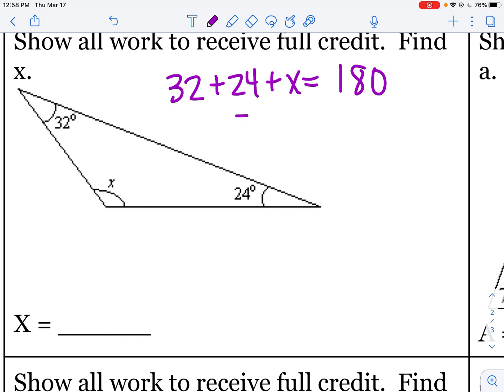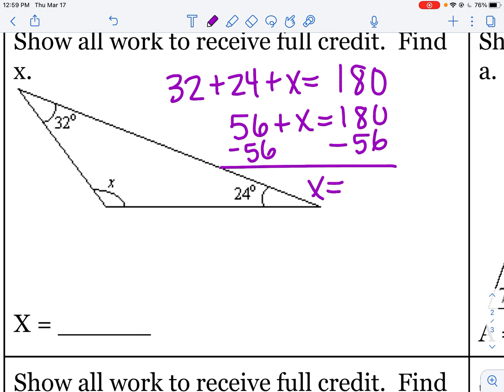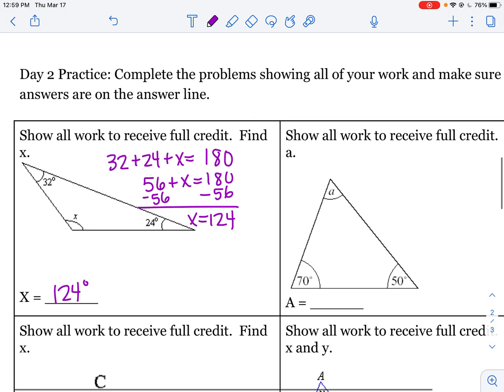So when you add that together, you should have gotten 56 plus x equals 180. And when you take away 56 from both sides of the equation, make sure you're showing that work. You had x is equal to 124. So make sure you have degrees because we're directly getting an angle measure with these.